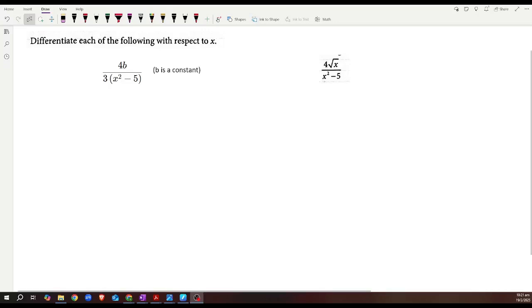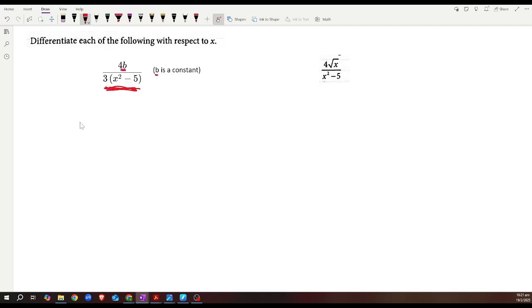This is a question under the topic of differentiation. To solve this question, you're required to know the quotient rule. Okay, so first off, for this question, even though it's a term divided by another term, you don't have to use quotient rule here, because b is a constant term. Because b itself is a constant.